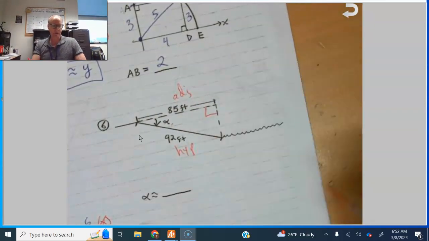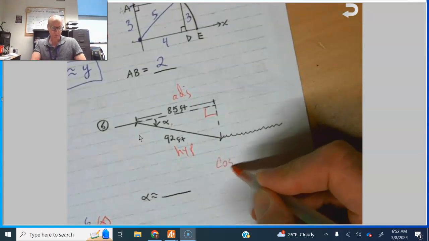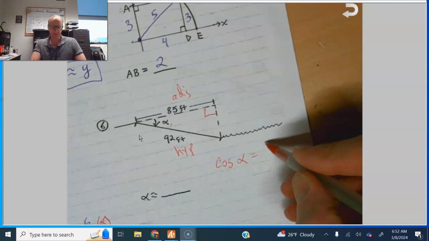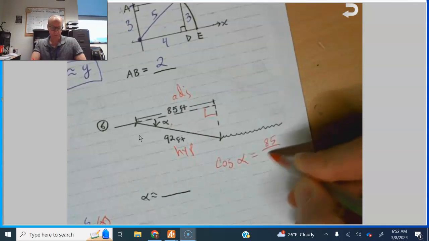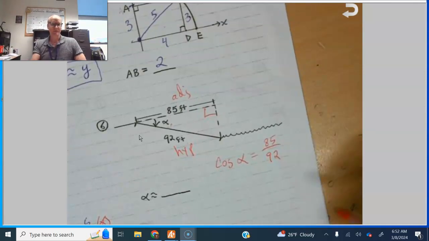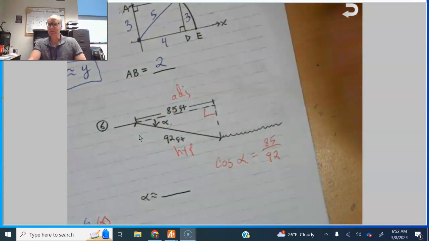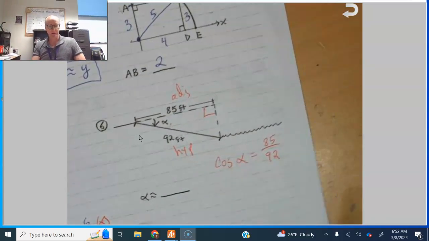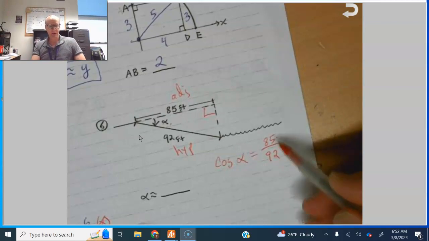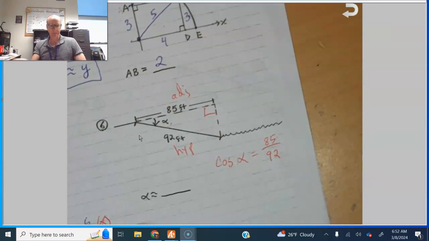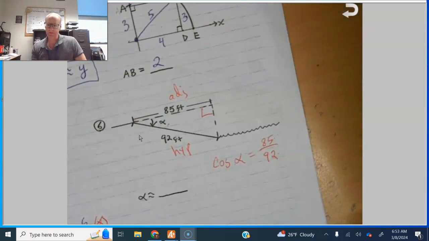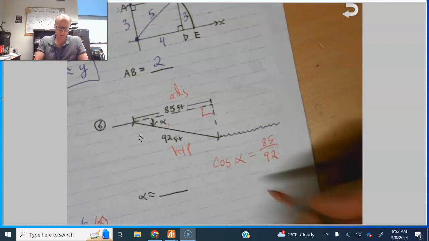And of course, we're looking at cosine again. So the cosine of alpha is equal to 85 over 92. I'm going to make sure I can see correctly. If I look up here, I can actually see it better. All right, I want this as a decimal, and then I'm going to look up the angle that has a cosine of 85 over 92. So I'm going to take 85 divided by 92 and get a decimal. Looks like it's about 0.924.